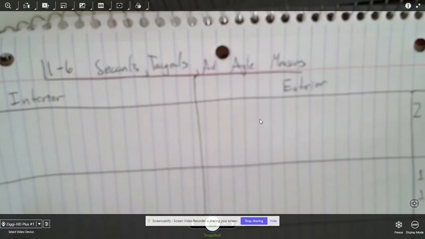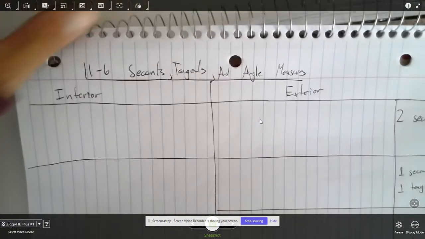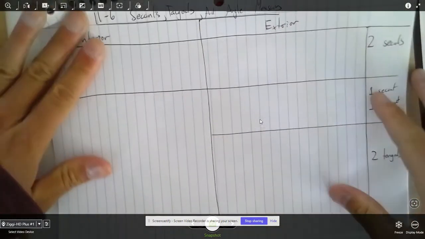So I'm going to go over 11-6 really quick. Not really quick, actually, but this is definitely going to be a part one of the notes that we're going to have to do together. So here's what I want you to draw. I want you to draw a table just like this.